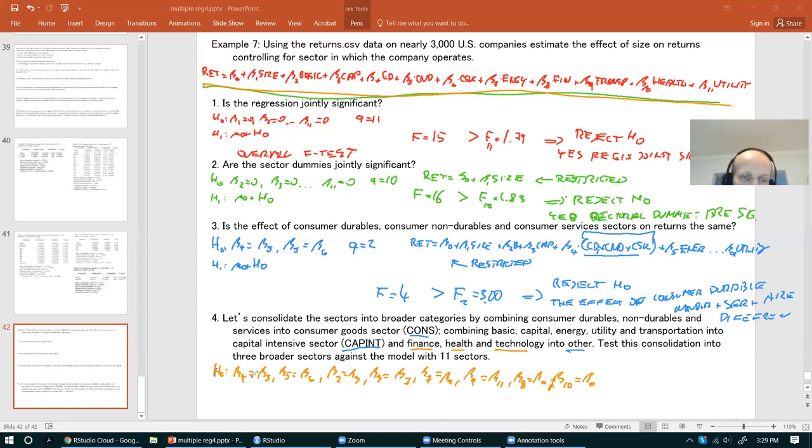So how many restrictions do I have? 1, 2, 3, 4, 5, 6, 7, 8. Q equals 8. I have 8 restrictions. I went from 11 different sectors to 3 different sectors. Right? 11 minus 3 is 8. So that seems to add up.